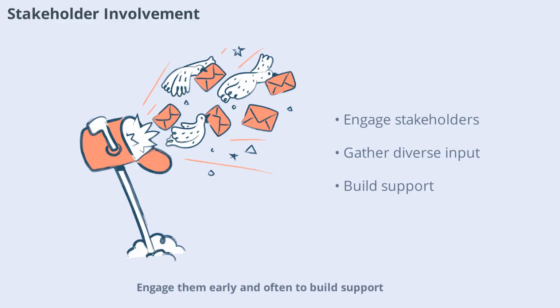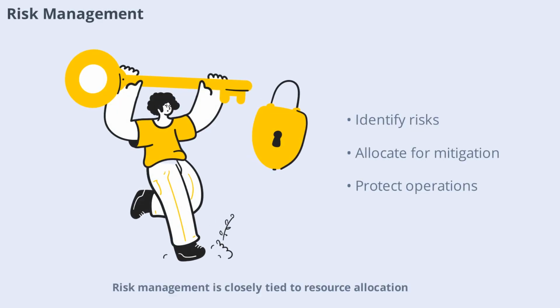Engage them early and often to build support and ensure your allocation strategy meets everyone's needs. Risk management is closely tied to resource allocation. Identify potential risks and allocate resources to mitigate them. This might mean investing in backup systems, training, or insurance. Proactive risk management protects your organization and ensures smoother operations.